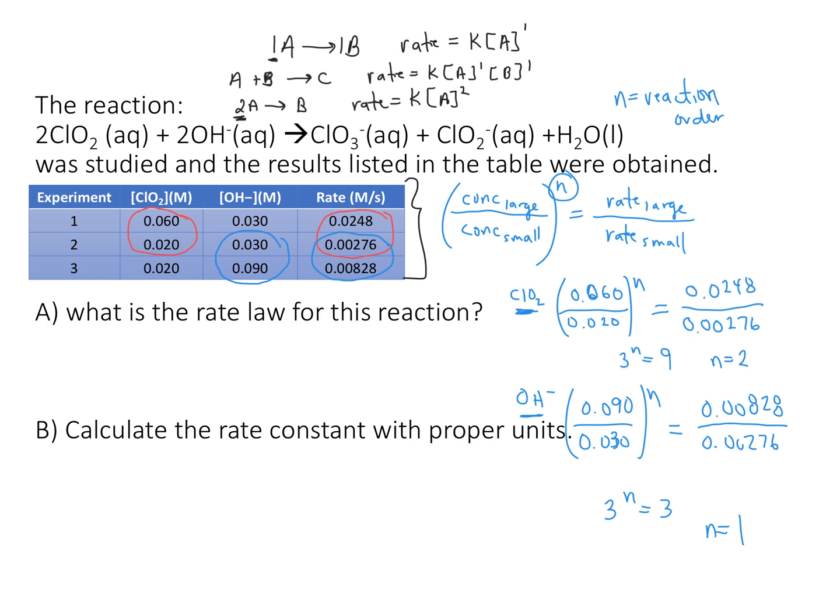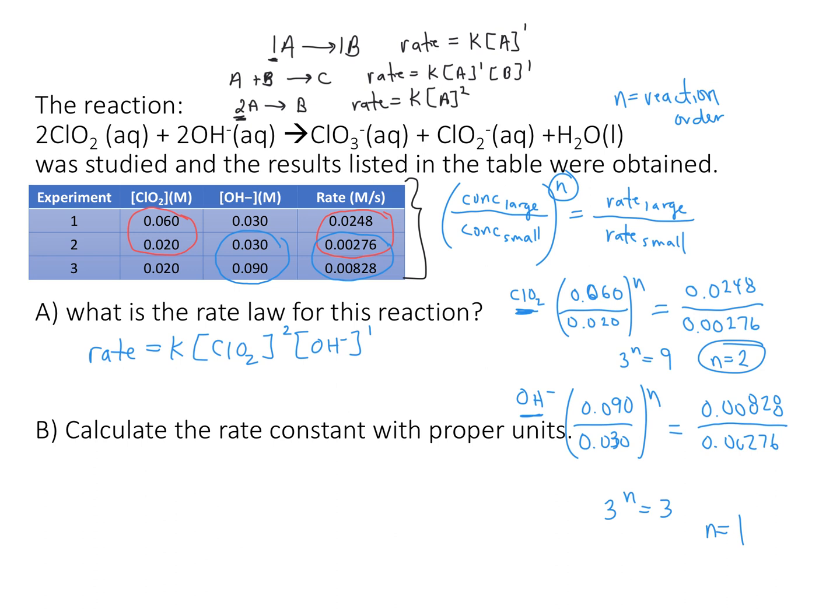So now I have the rate law of the reaction. The rate law of the reaction would be rate equals my rate constant times the concentration of chlorine dioxide squared, because that's what we found over here, times the concentration of hydroxide to the first power, because this is not an elementary reaction. So if you're given a data table like this of different concentrations and different rates, we are going to have to find the rate law for that reaction.